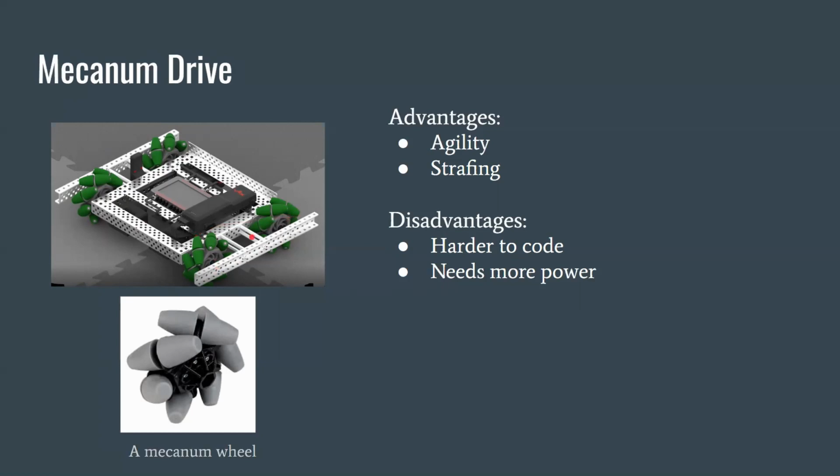It's kind of similar to the holonomic drivetrain because it allows for strafing and increased agility, but the wheels don't have to be angled and they don't have to be on the corners of the robot. They can still face forward, but the angle of these rollers allows it to have the same motion as a holonomic drivetrain. However, some disadvantages are that it needs more power from the motors to power the drivetrain, and it also needs more complex code in order to move properly.